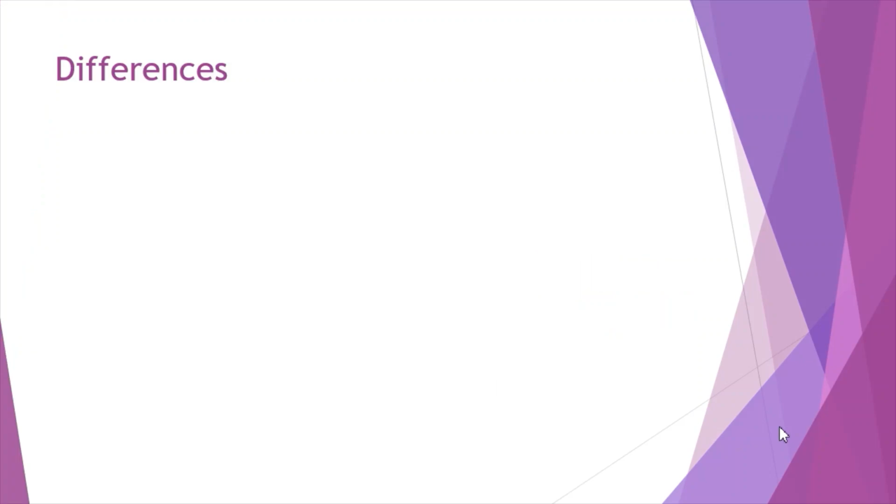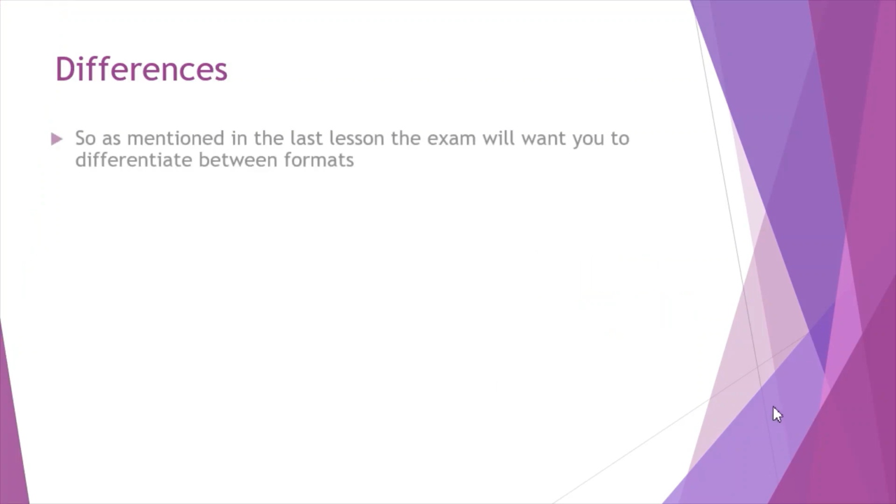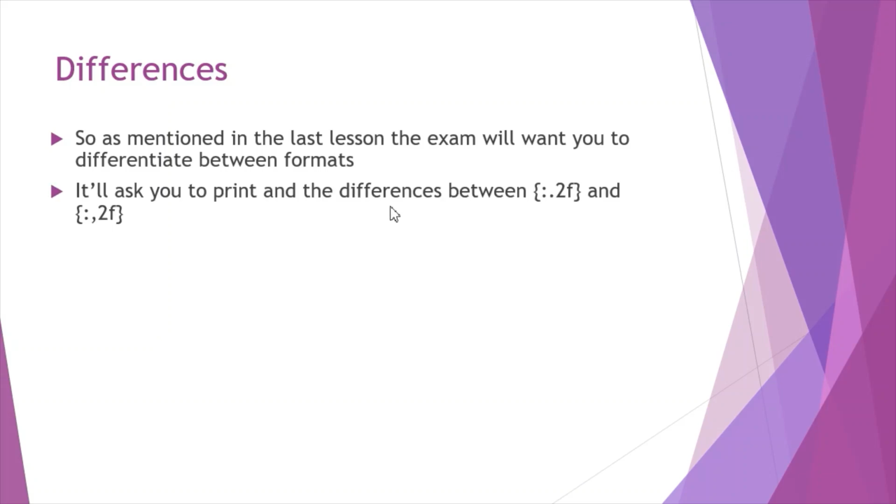So, differences is the first thing I want to go through. As mentioned in the last lesson, the exam will want you to differentiate between formats. It'll ask you to print the differences between the comma .2f and the dot .2f. Hint, some countries use the comma to represent a price, and some use the dot. So that's the difference here.